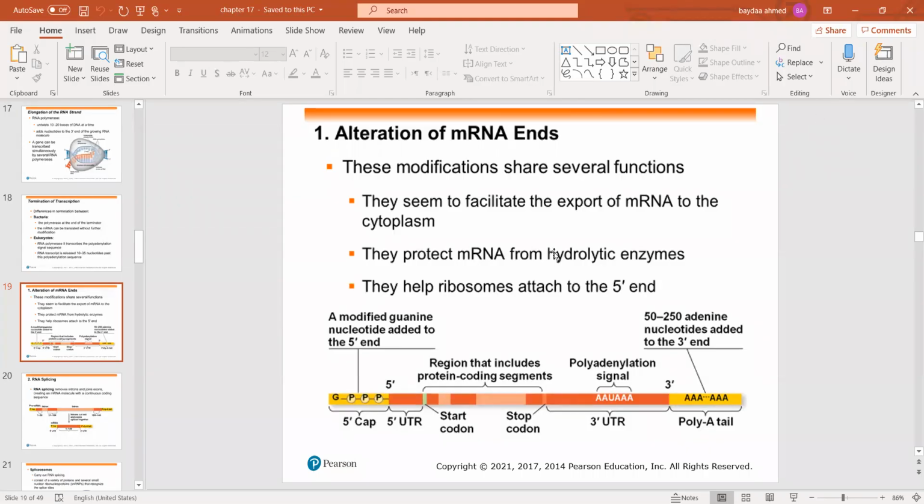So the 5' cap and poly A tail share several important functions. First, they seem to facilitate the export of the mature mRNA from the nucleus. Second, they help protect the mRNA from degradation by hydrolytic enzymes. Third, they help ribosomes attach to the 5' end of the mRNA once it reaches the cytoplasm.